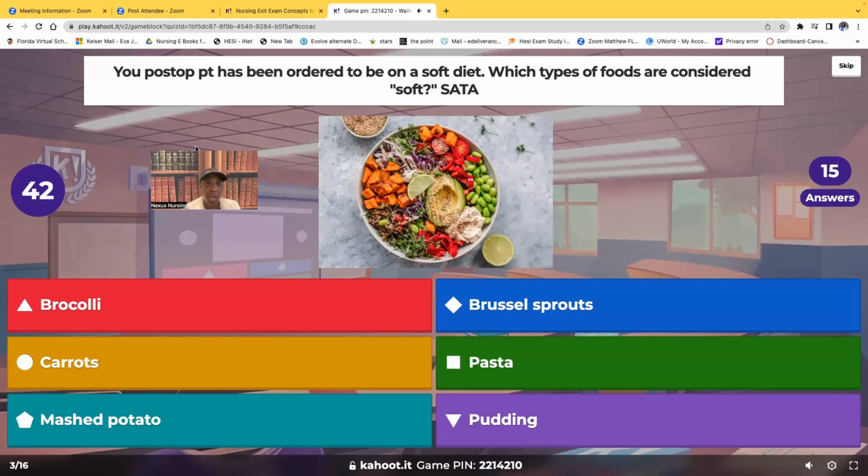So your patient is on a soft diet. Which foods are considered to be soft? Remember, guys, when it comes to select all that apply, you have to treat them as true or false individually. Broccoli, Brussels sprouts, carrots, pasta, mashed potato, pudding.